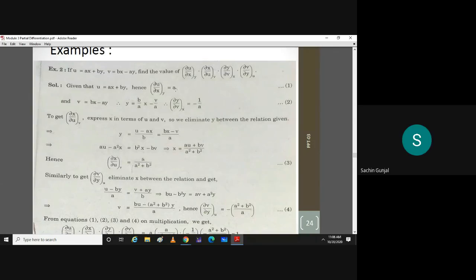Let us go to this second derivative. ∂x/∂u suffix v. So we need to check whether we have relation between x, u and v. Direct or indirect relation. So do we have relation between x, u and v?